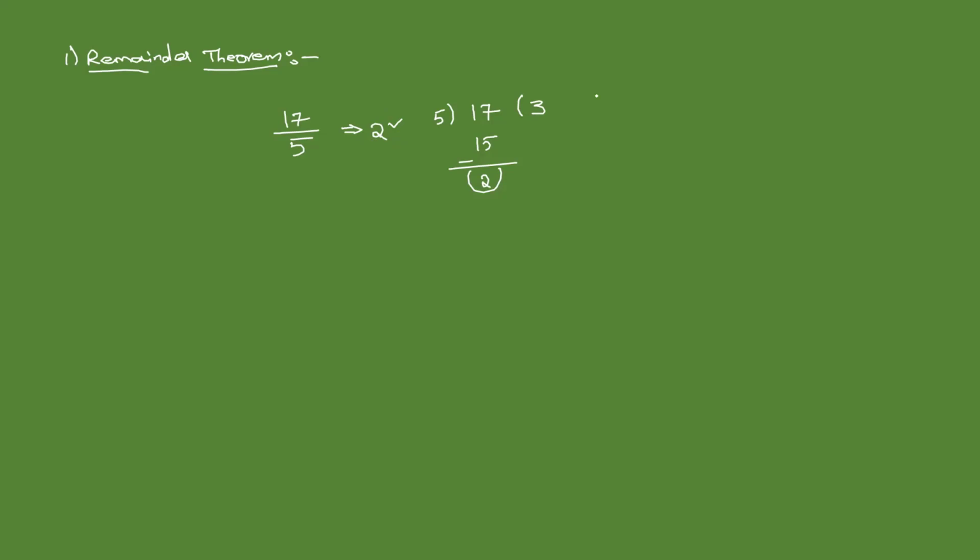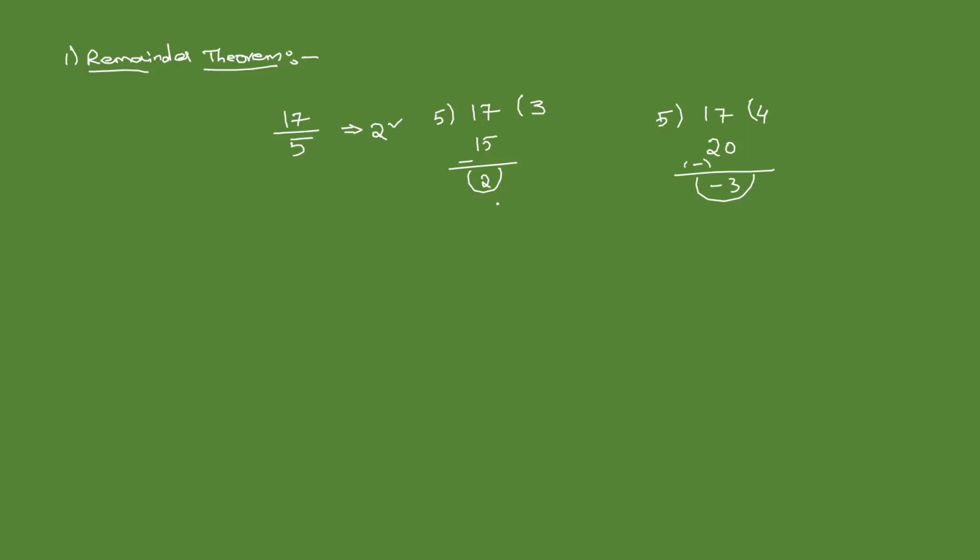What I mean to say is, I can do it in this manner also. 17, if I want to divide it by 5, instead of going with 3, I will go with 4 times. What will happen? I will get 20, 5 fours is 20, and we need to subtract here. When 20 is subtracted from 17, what is the remainder we will get? Minus 3.